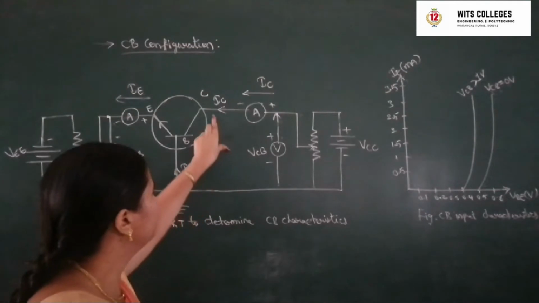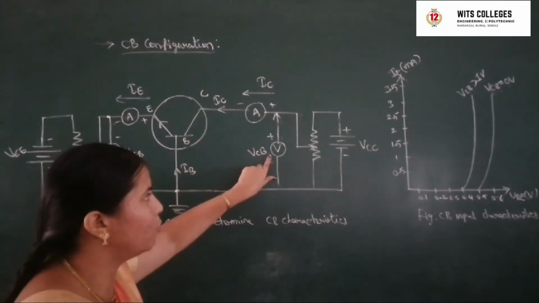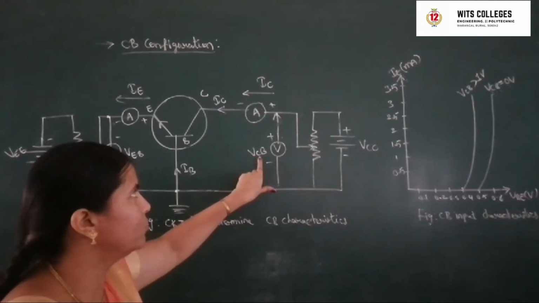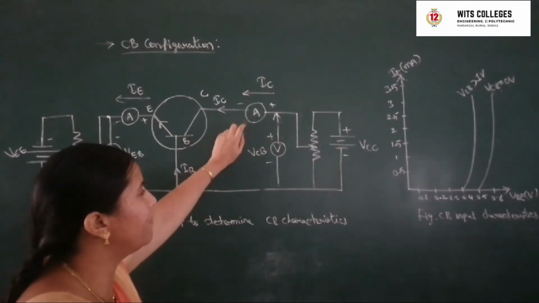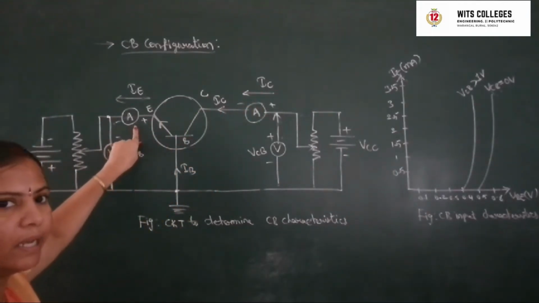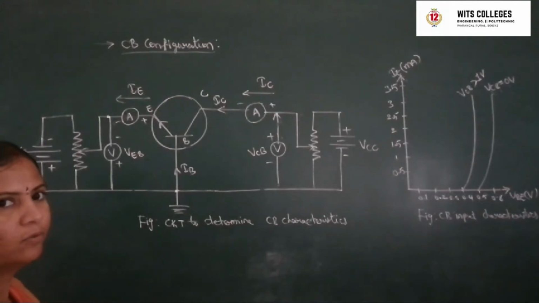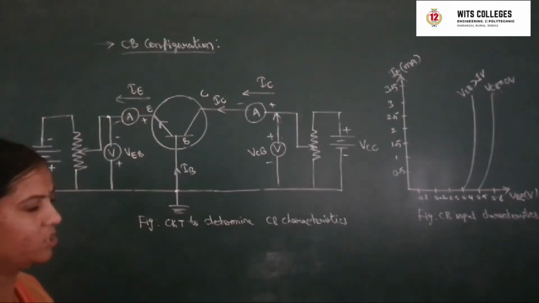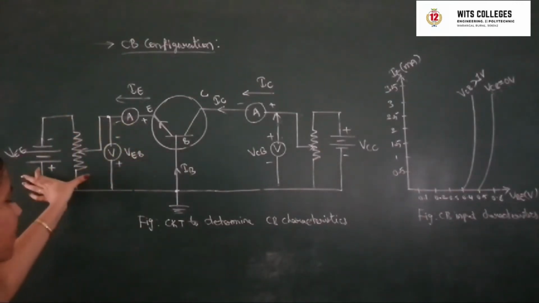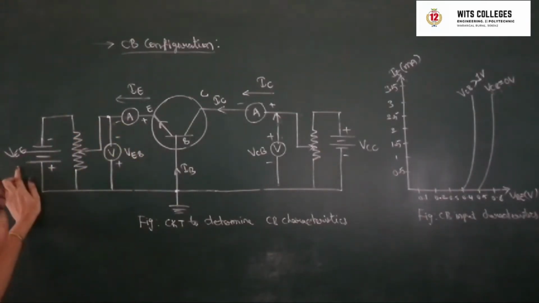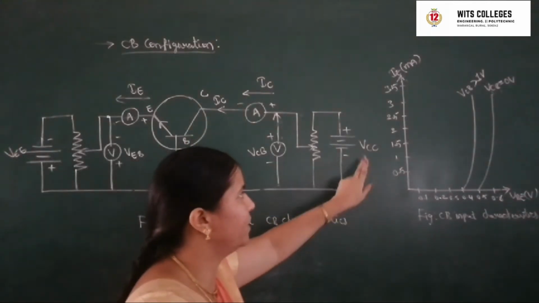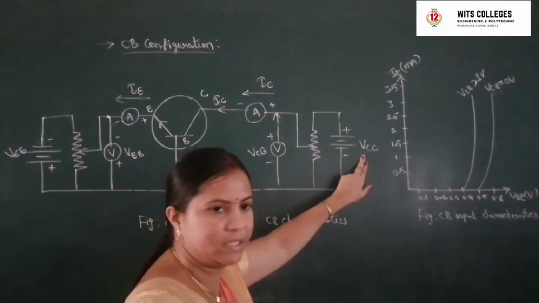And we are connecting one voltmeter between the collector and base. It is nothing but collector to base voltage or collector base voltage. Now here we are connecting an ammeter to measure the collector current, and one ammeter to measure the emitter current. Okay, this is the circuit construction. Always the base emitter junction is connected in forward bias with the power supply VEE, and the collector base junction is connected in reverse bias with the collector supply VCC.